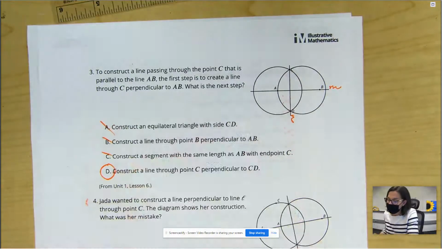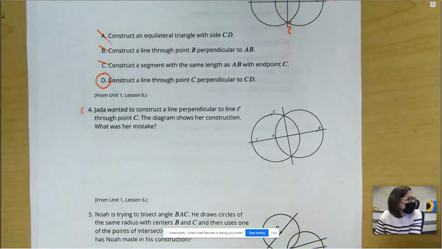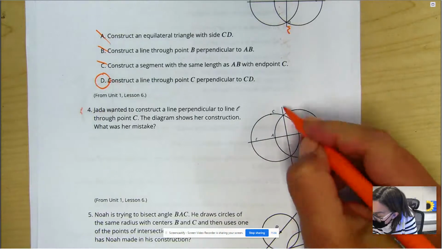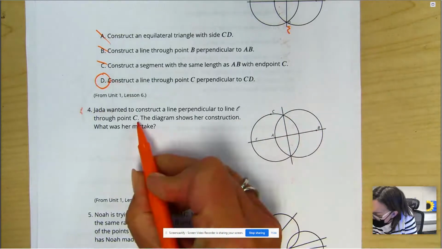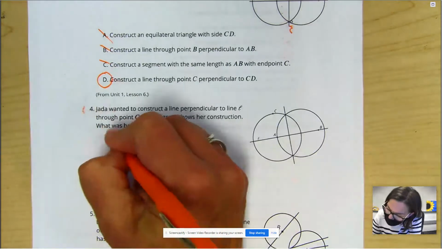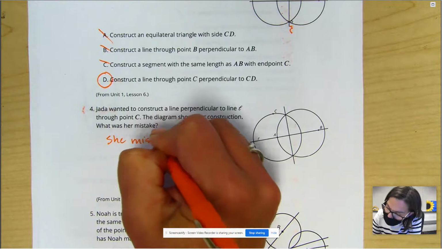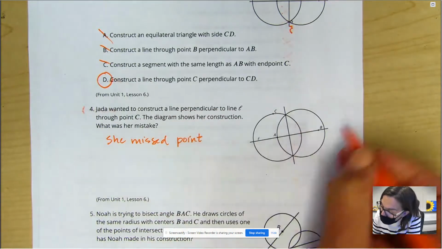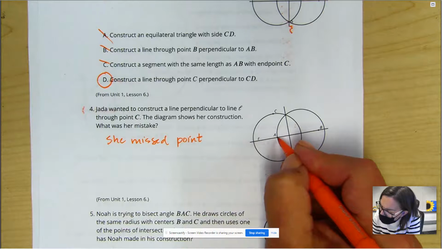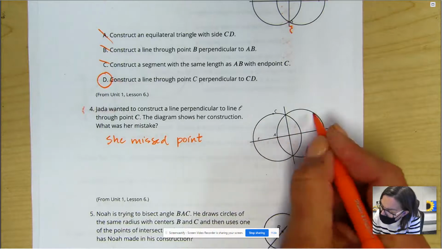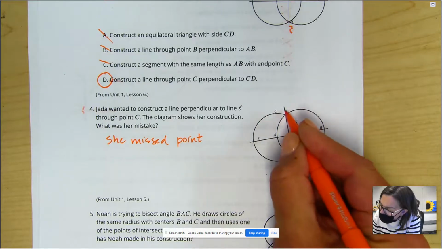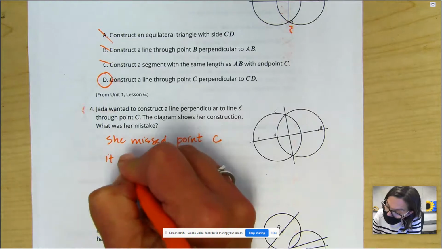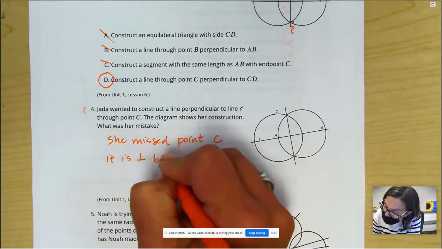Okay. Jada wants to construct a perpendicular line to L through point C. She missed point C. She did the perpendicular bisector where she had the circle share a radius, right? I think she just started at A, then had that same radius over here. So it was perpendicular, but she missed point C. It is perpendicular though, but not through point C.